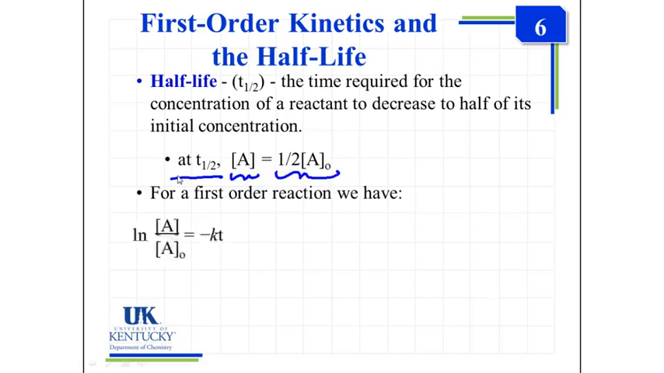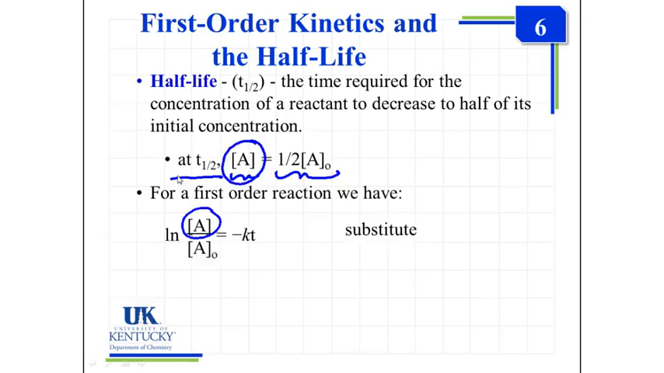So let's derive the half-life formula. This is our integrated first order rate law. And we're going to do some substitution. What are we going to substitute? We're going to take what this represents here. So we're going to substitute in half of A naught there. So this is going to give us this equation.